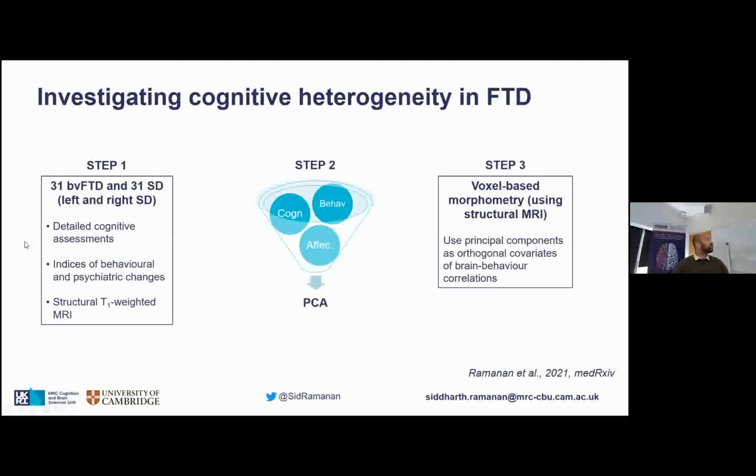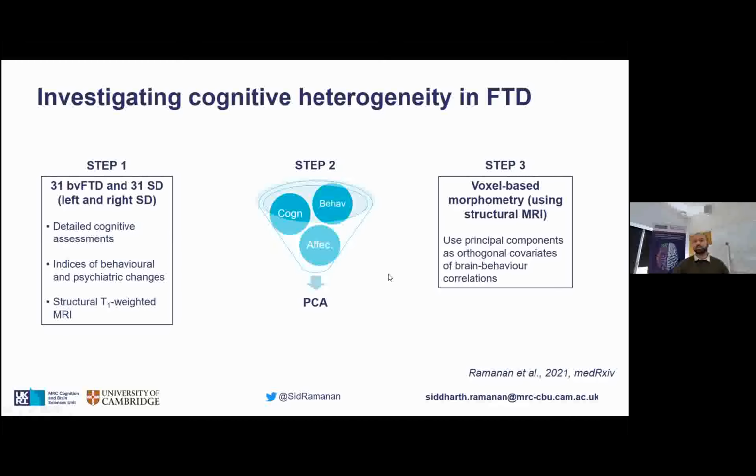All of them had undergone detailed cognitive assessments, indices of behavioral and psychiatric changes, as well as structural T1 weighted MRI. Essentially, we took all of these cognitive assessments, behavioral and psychiatric indices, put it all into the PCA, and then used the dimensions that come out of the PCA to feed into the imaging analysis.